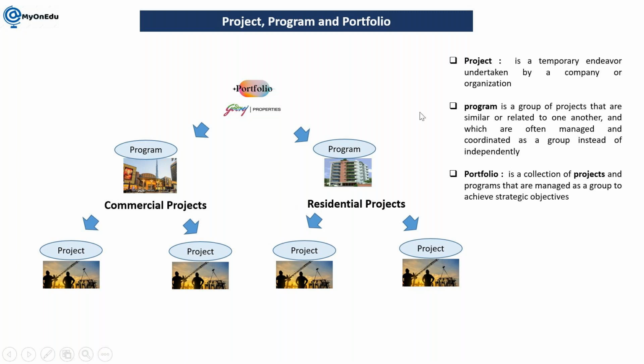A program is a group of projects that are similar to, related to one another, and which are often managed and coordinated as a group. So here, when I'm taking the example of Godrej Property, this is a real estate company which has two business lines. One is commercial projects, another is residential projects. Commercial projects include mall constructions, high street constructions, and retail constructions. So everything comes under the commercial project.